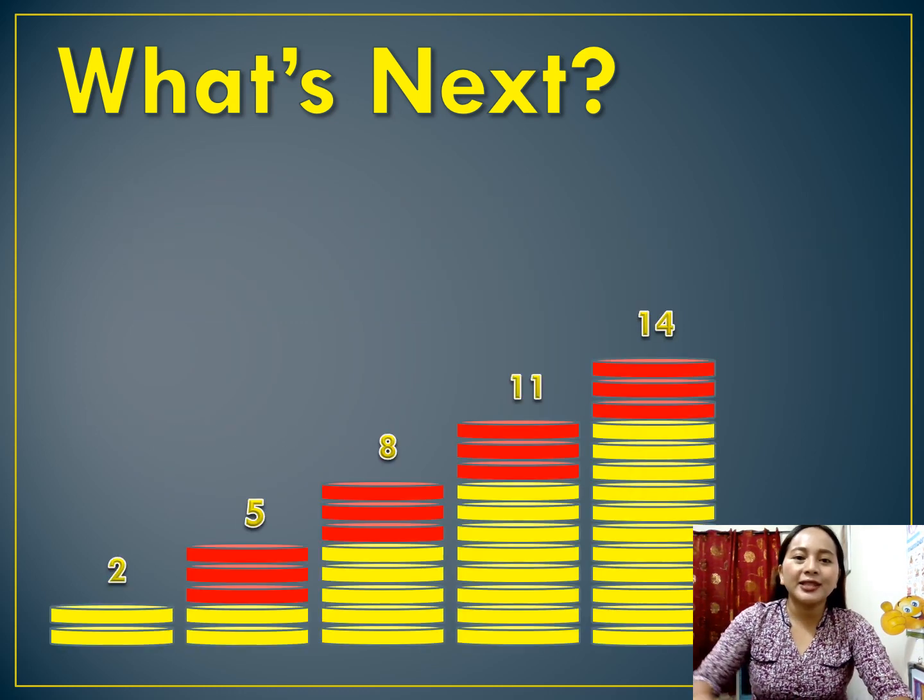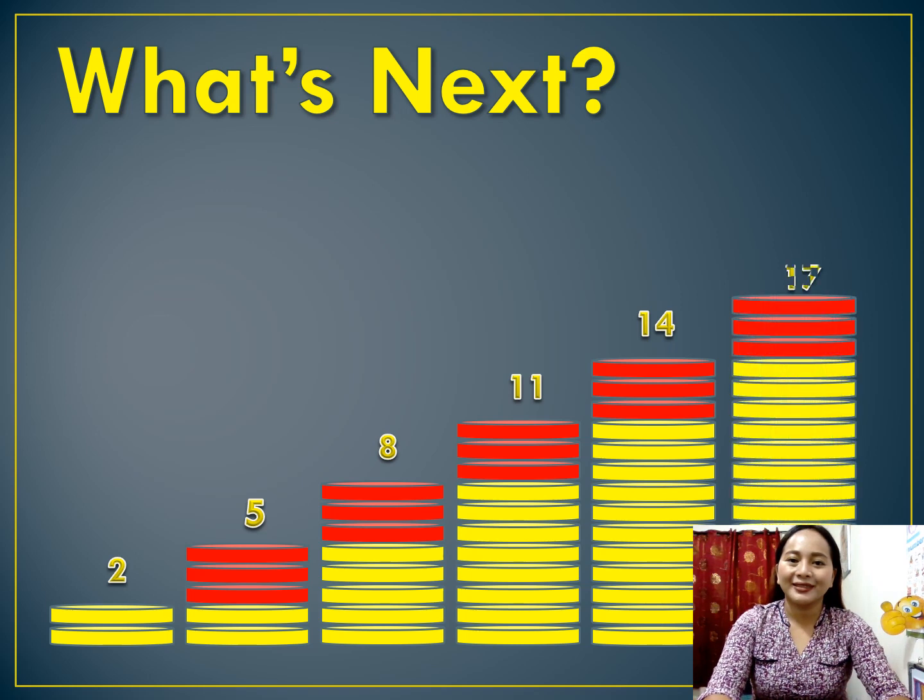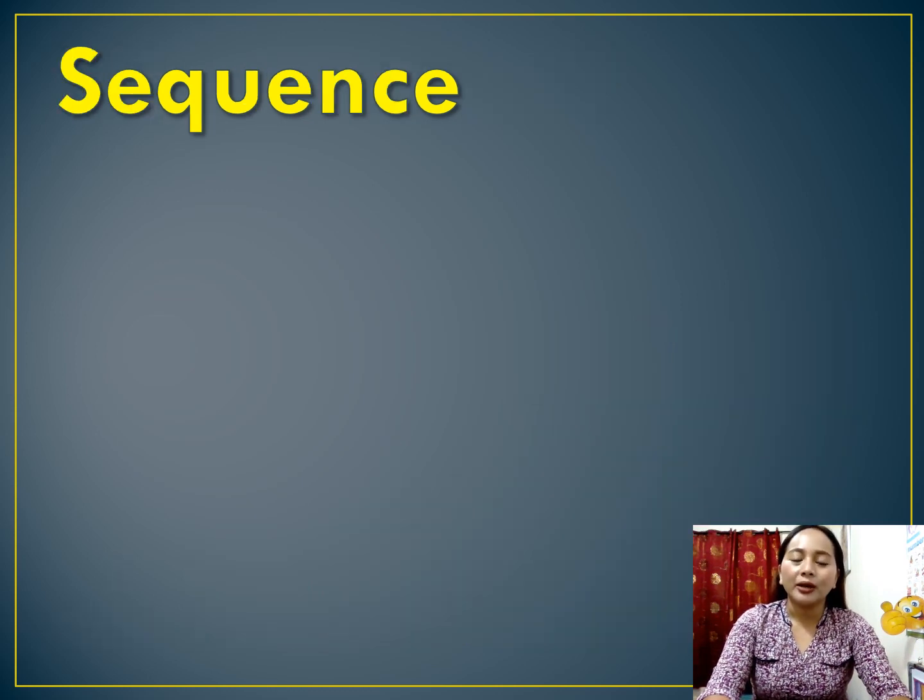Next is the stack of coins. On the first stack of coins, there are 2 coins, followed by next stack, which has 5 coins, and followed by 8, 11, and 14. Now, what do you think is the number of coins on the next stack? 17. That's correct. And now we are ready to talk about sequence.